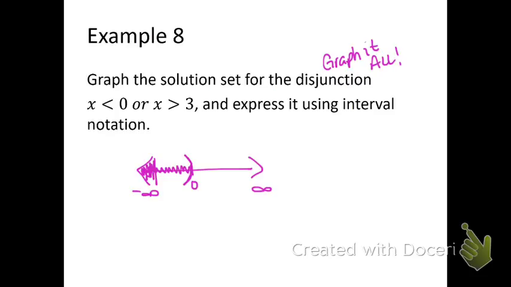Then graph the second piece. Start at 3. X is greater than 3, so go towards positive infinity. And is the 3 included? No, it's not, so use a parenthesis there.